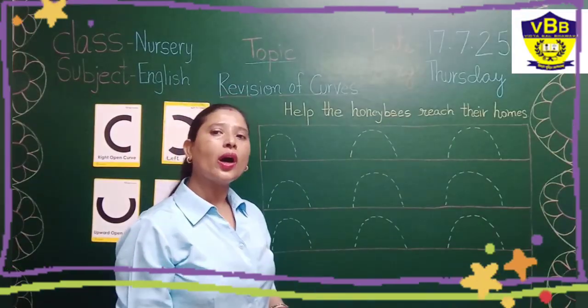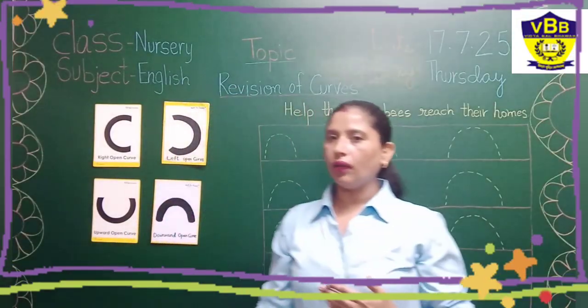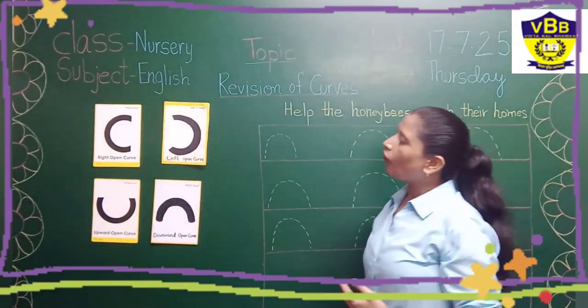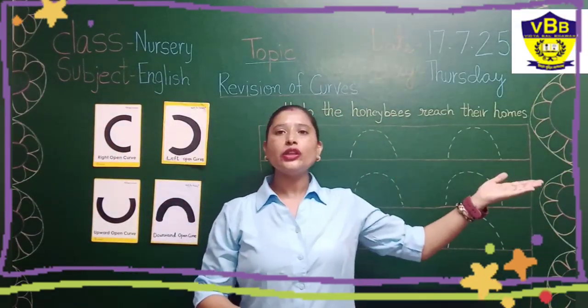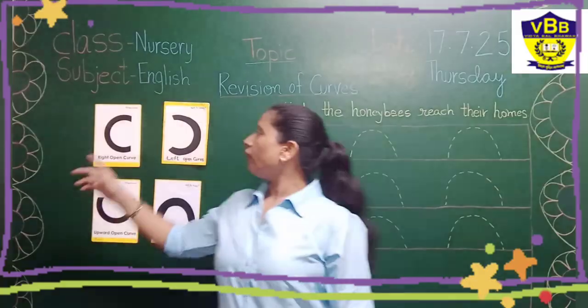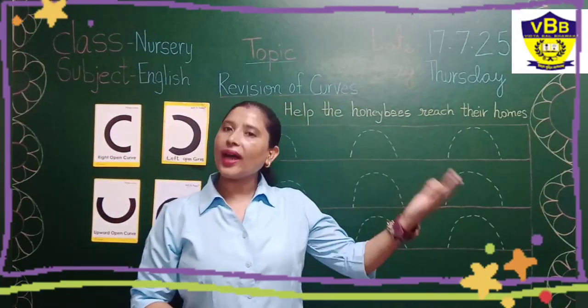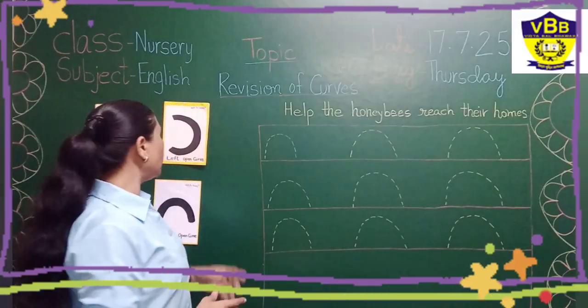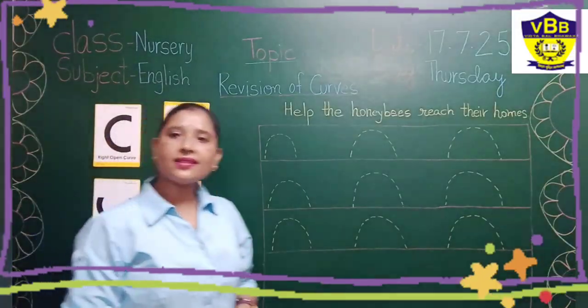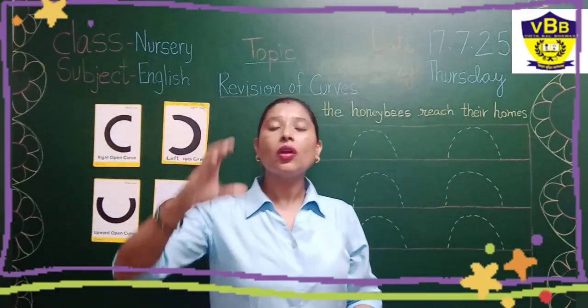Now let's do a quick recap of all the curves which we have learned so far. So which curve is this? This is right open curve. Which curve is this? This is right open curve. So my little tiny toes, can you tell me why we call this curve a right open curve?